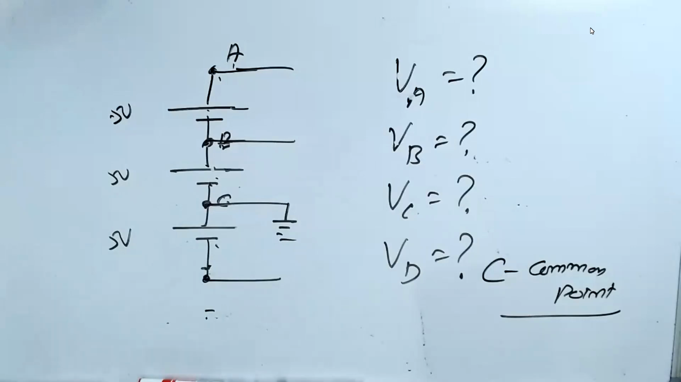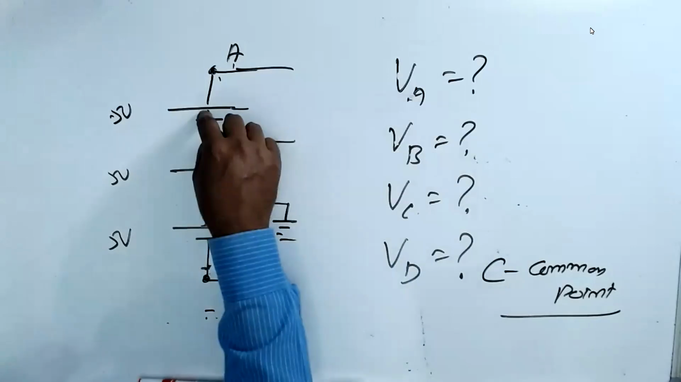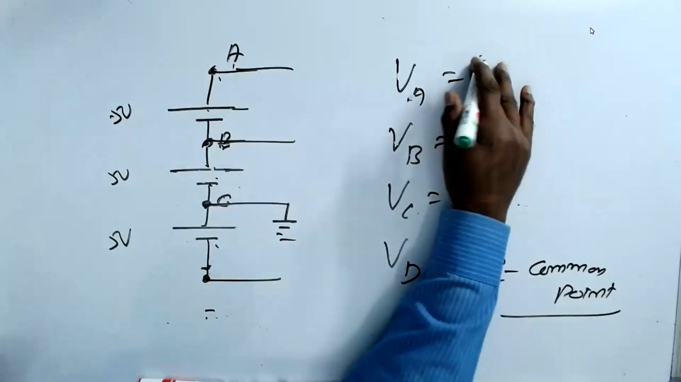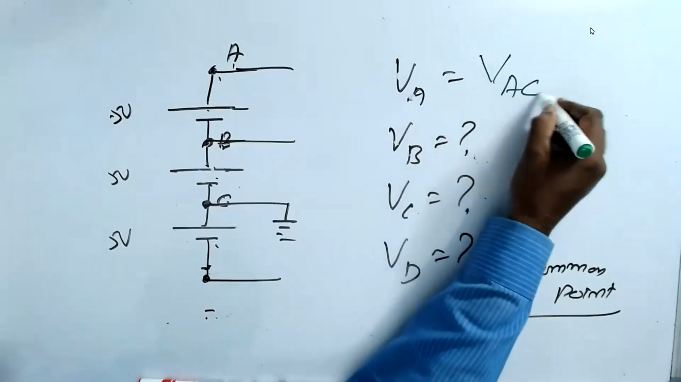Yeah, somebody has given a near perfect answer. Now I have only one doubt. VA means VAC. That is 5 plus 5, 10 volts. VAC is equal to 10 volt.